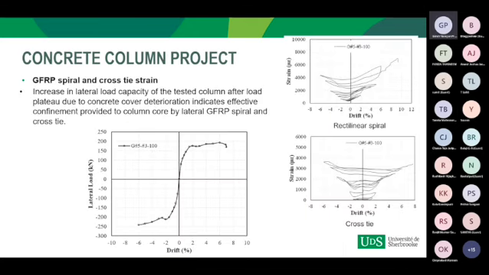The lateral GFRP reinforcement efficiently limited the lateral expansion of the concrete core, and this can be seen from the strain in the GFRP spiral and cross tie, which increased after the load plateau. After this point, we can see everywhere the strain in the GFRP spiral as well as in the GFRP cross tie was increasing, which shows that it effectively confined the column core.